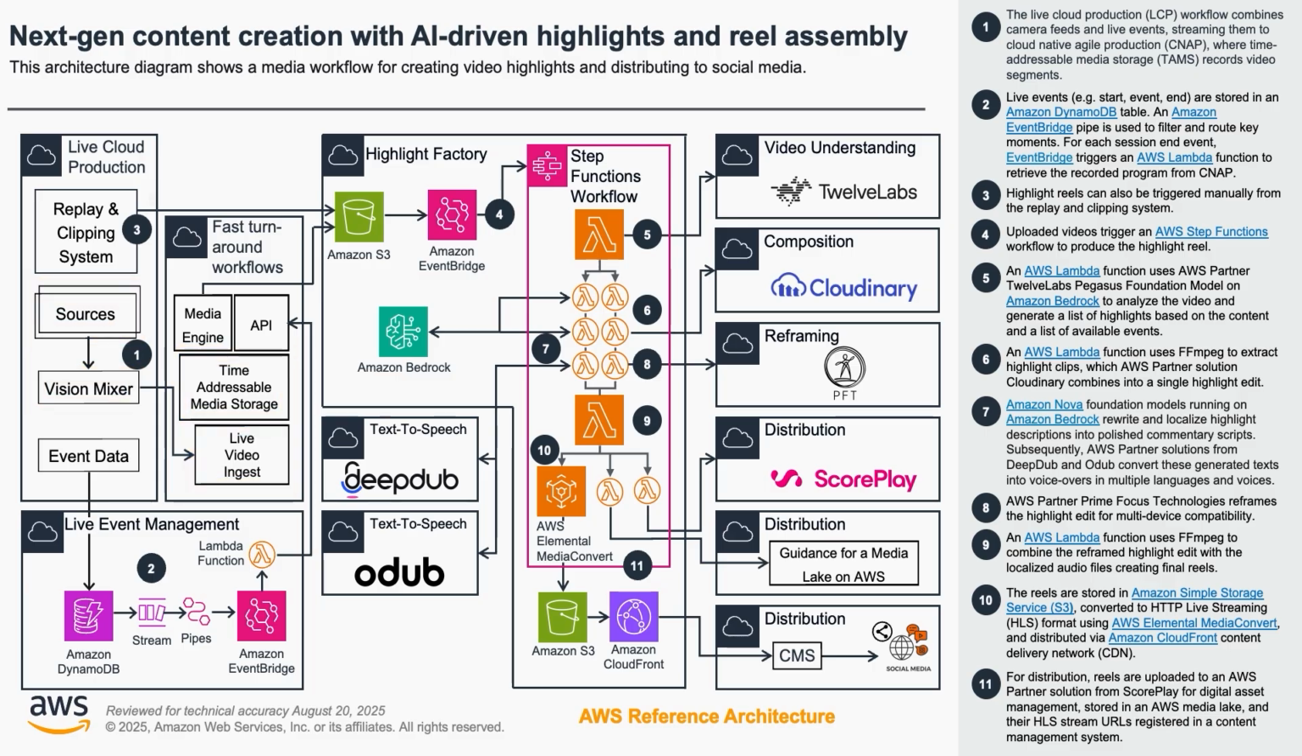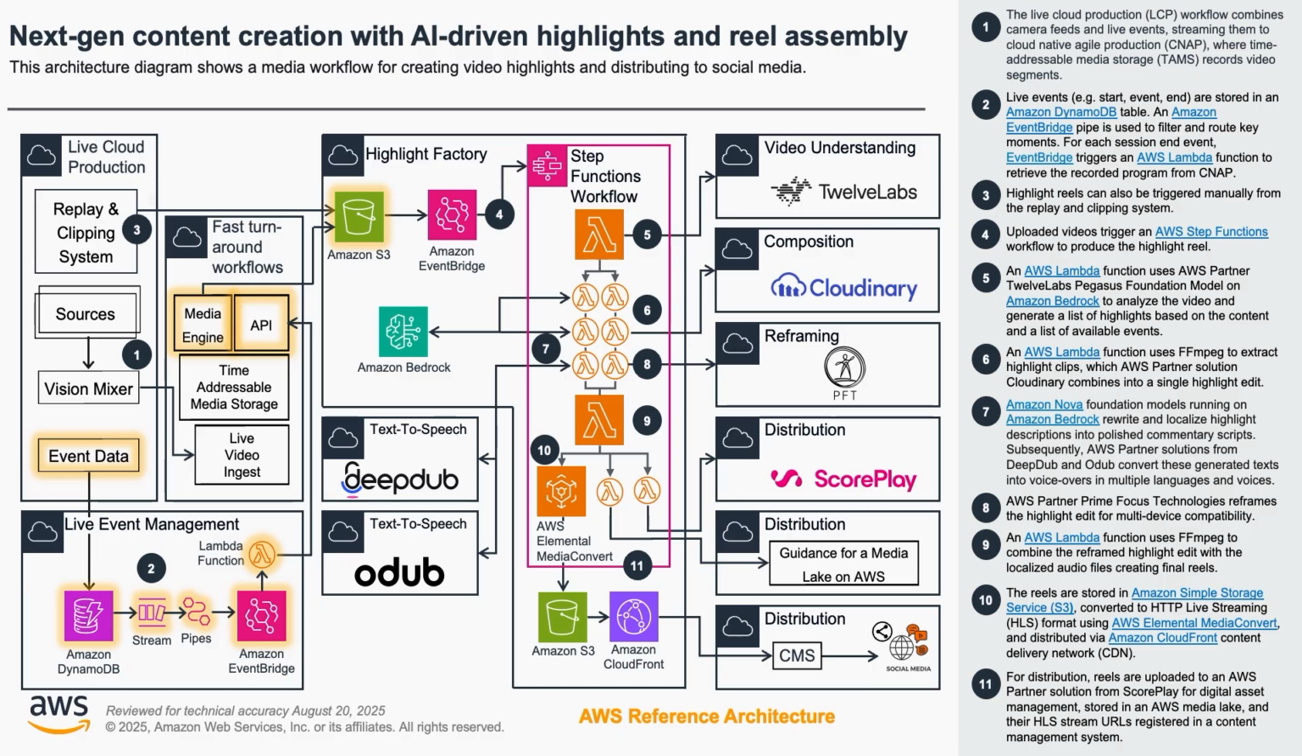So what triggers our demo workflow? Beyond video, live events often also emit signals like session start, finish, and other key moments. We capture those events in a DynamoDB table. An EventBridge pipe filters for session end events and invokes a Lambda function that collects all prior events of that specific session. This function requests a video segment of the full session via the TAMS API and stores it in a simple storage service, in short S3 bucket, in the Highlight Factory AWS account.